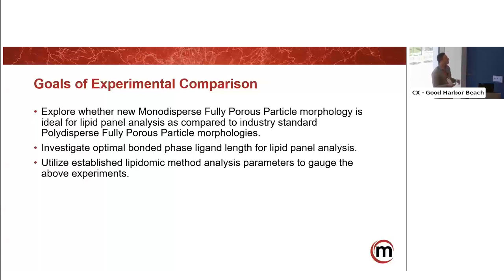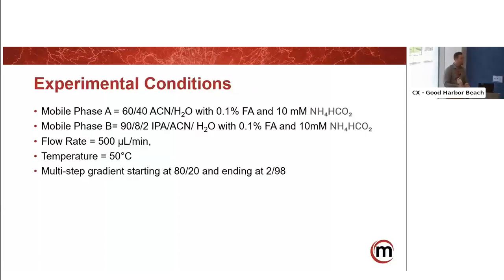So again, I'm exploring, does monodisperse matter? What's the optimal ligand length? And use normal parameters to test it. Don't mess with all this stuff like normal lipid analysis. Is it going to come up with better results?